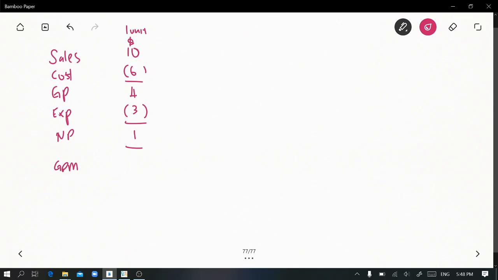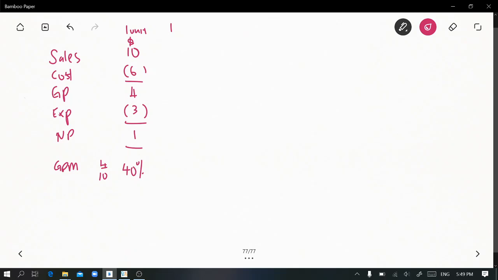Gross profit margin is the percentage of gross profit over sales. So gross profit margin is 40%, means every $1 I sell, 40 cents will become my gross profit. 40% is my gross profit, means my cost is 60%. Okay, so cost is 60%.